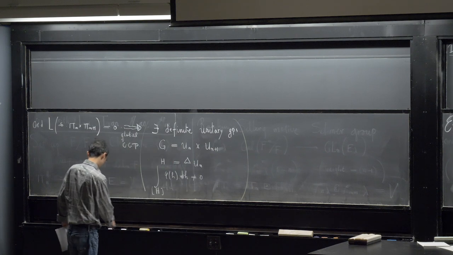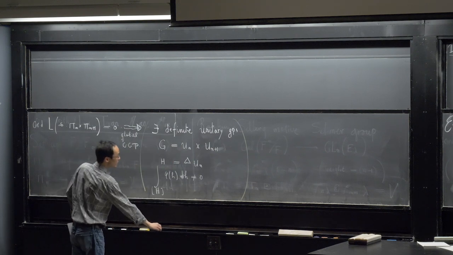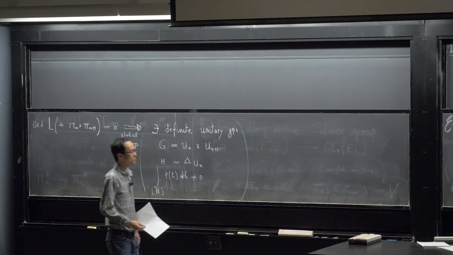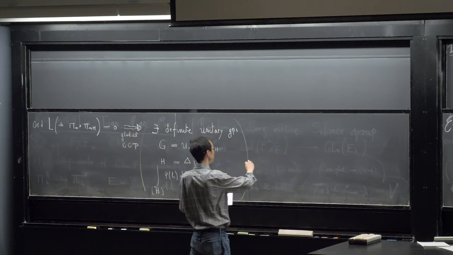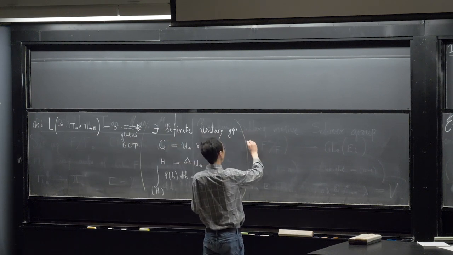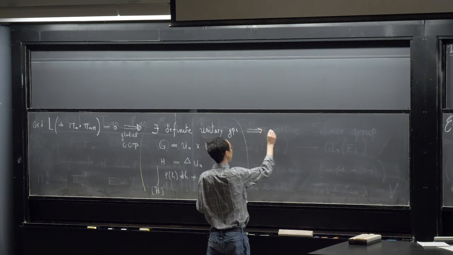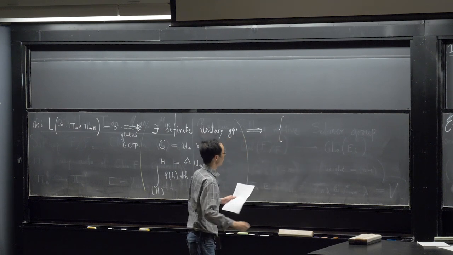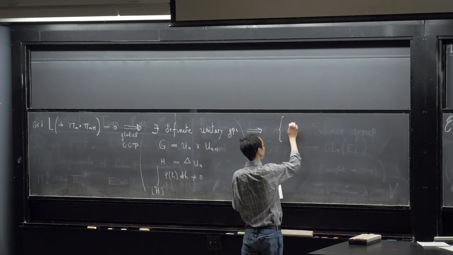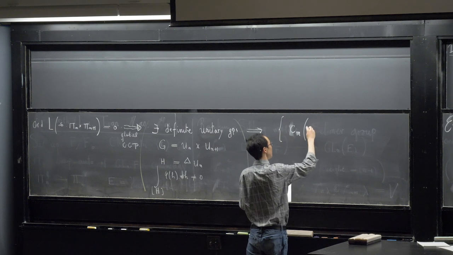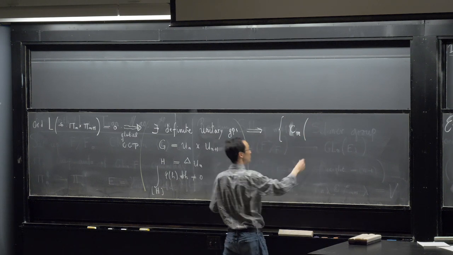So you get this construction. Then you want to construct a system of cohomology classes, which will be used to bound the size of a Selmer group. So starting from here, you produce a system of cohomology classes indexed by primes.